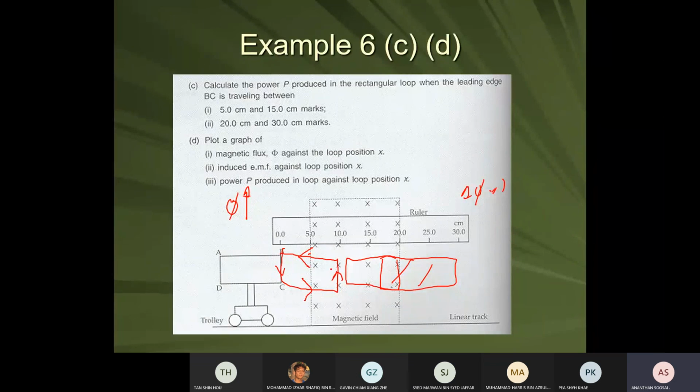When the coil enters the magnetic field, the EMF is induced such that the current flows anticlockwise. Until it comes to 15, current will flow continuously anticlockwise. But from 15 to 20, no current will be flowing because no changes. When the coil comes out from 20 to 25, which direction will the current flow?